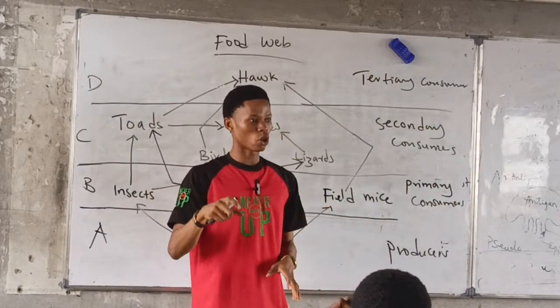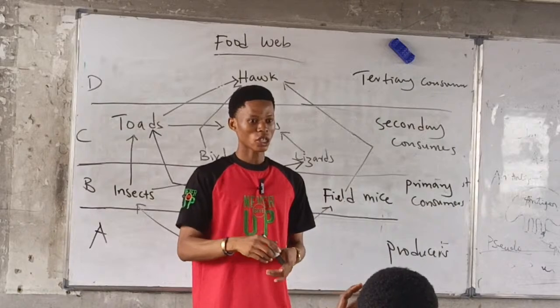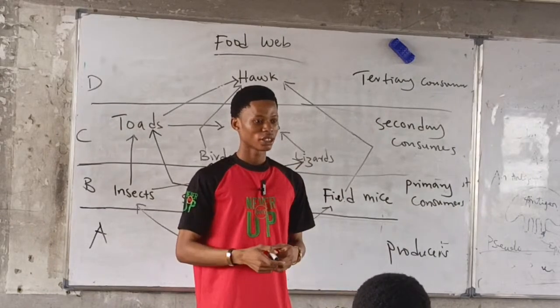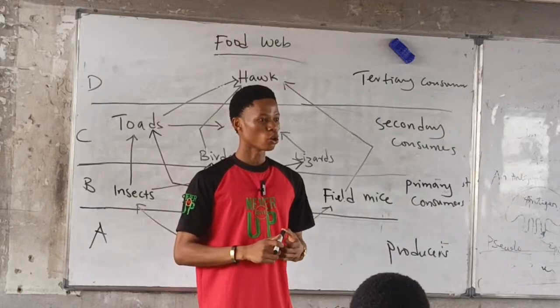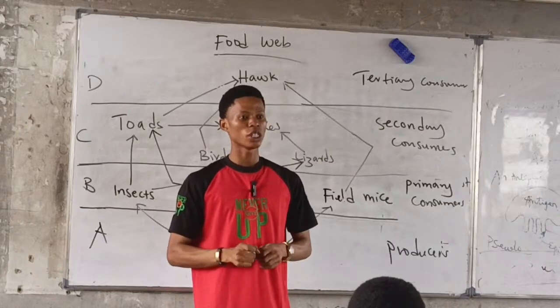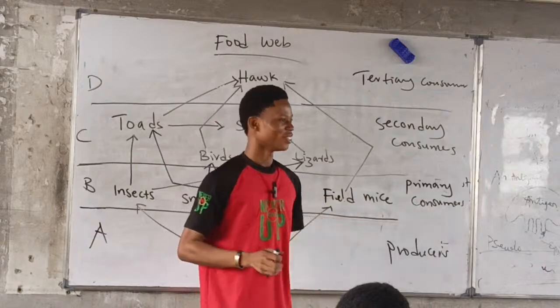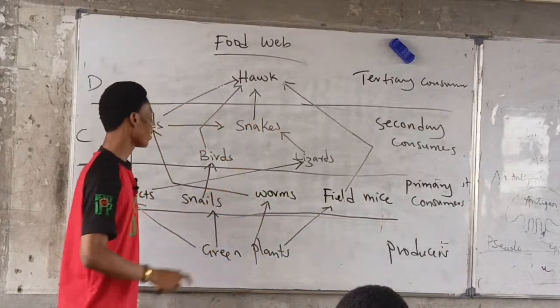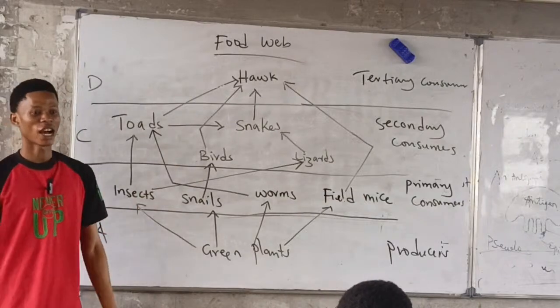Can something feed on hawk? Yes. What? This one's a vulture. Humans. Eagle. Anything that feeds on the tertiary consumer, what do you call it? Quaternary consumer, right? Good. Alright, so that's that. Write this down and we'll move on.